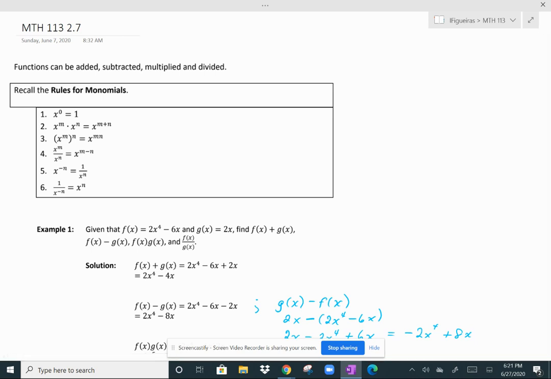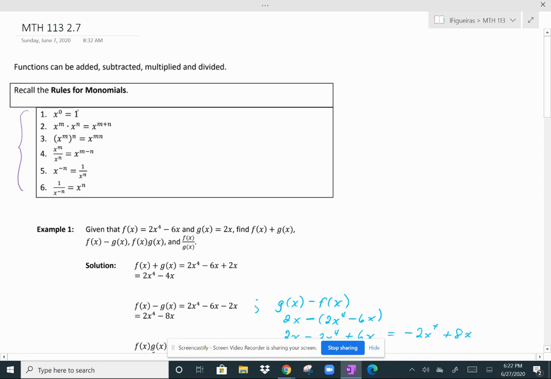Hi, this lesson is about operations on functions and composite functions. But before we practice doing operations on functions, let's remind ourselves about some rules on how to manipulate monomials. So those are the 6 rules here on the left.